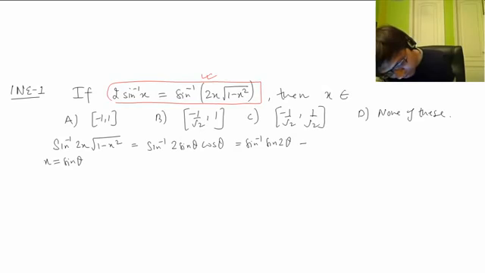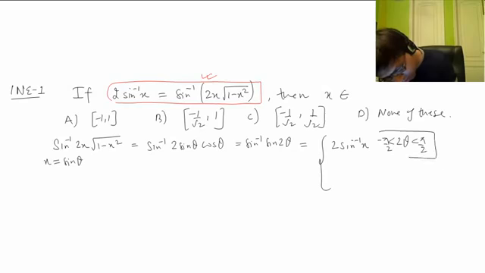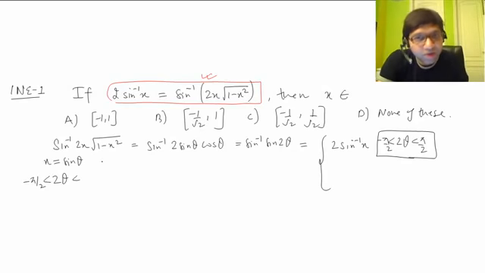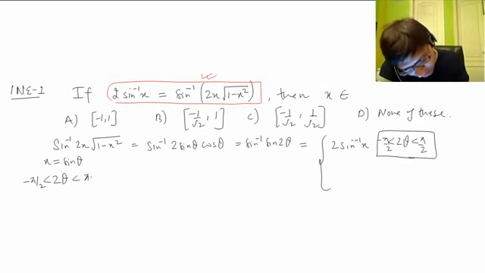Now this is equal to 2 theta, or we can say 2 sin inverse x, if 2 theta lies in the principal value branch of sin inverse x, that is minus pi by 2 to pi by 2. Now corresponding to this, 2 theta lies between minus pi by 2 and pi by 2. We need to find the values of x, because the independent variable is x. We have to make intervals of x. So this means theta lies between minus pi by 4 and pi by 4.